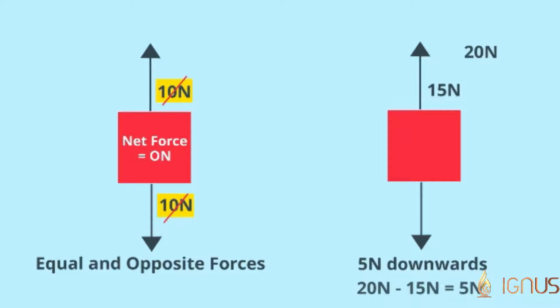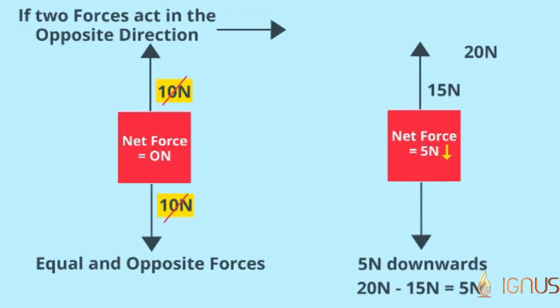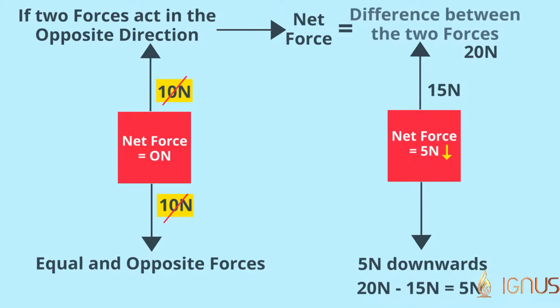As the downward force is more in magnitude, the net force will be 5 newton downwards. This tells us that if two forces act in opposite directions on an object, the net force acting on it will be the difference between the two forces.